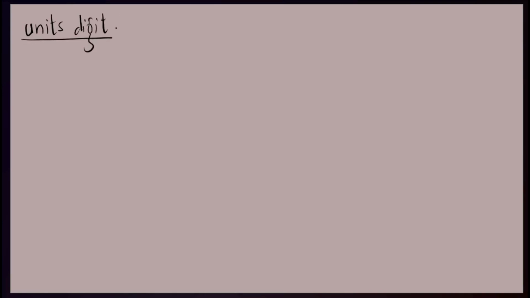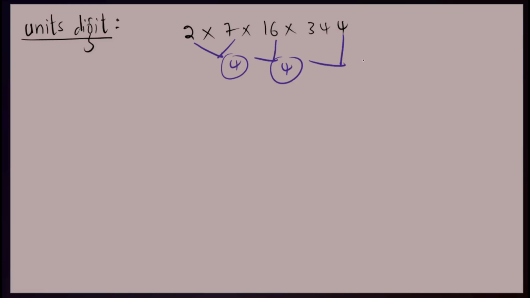The units digit is your ones digit, right? So if I ask you what is the units digit of 2 into 7 into 18 into 344, what would you do? Just multiply the units parts. 7 twos are 14, 4 is your units digit, 4 sixes are 24, again 4, 4 fours are 16. So 6 is your final units digit.